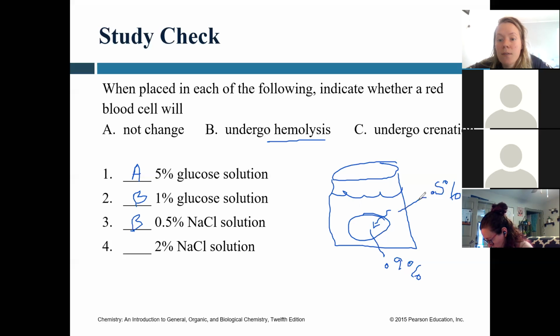Last one here, instead of it being 0.5 around, let's change that to 2%. Very, very concentrated, super salty. Well, water is going to want to flow from the lower concentration to the higher concentration, so water is going to flow out of the cell. In that case, we're going to undergo crenation, or shrinking, of the red blood cell.